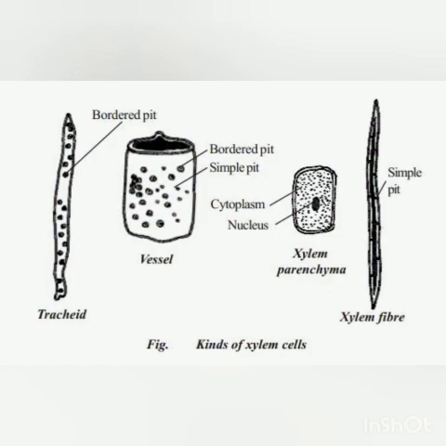Tracheids and vessels are tubular structures, tube-like structures. Why? So that they allow transport of water and minerals vertically up. It is easier in the tube, the water can go easily. That is why they are tubular in shape.